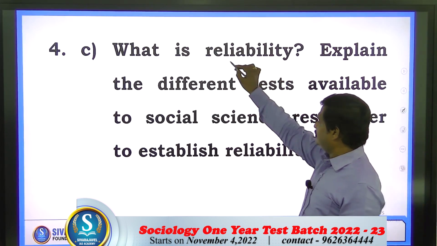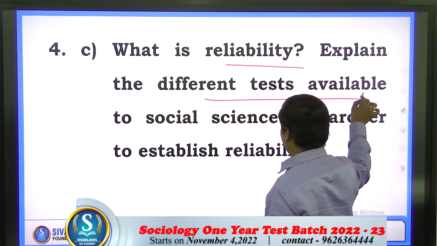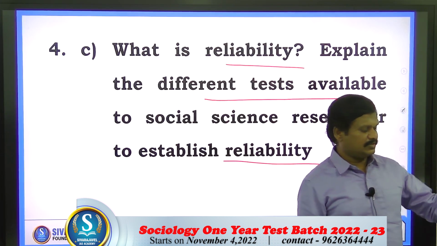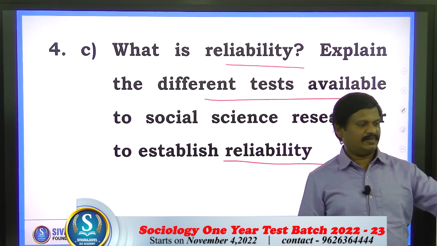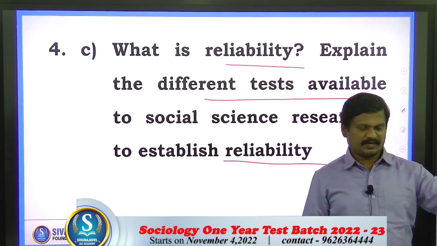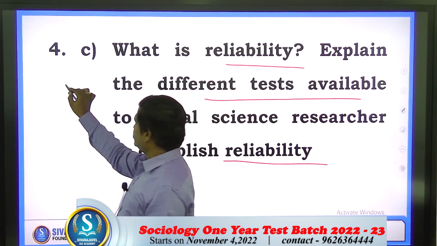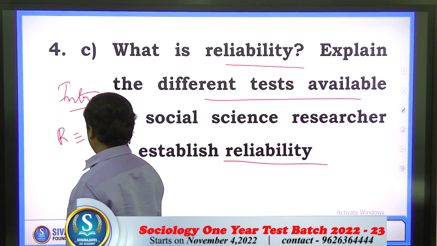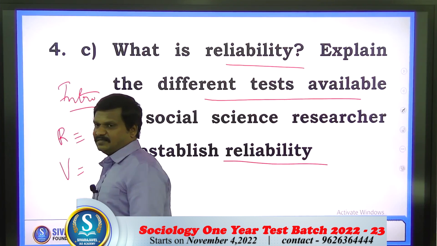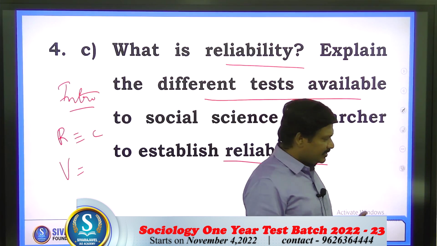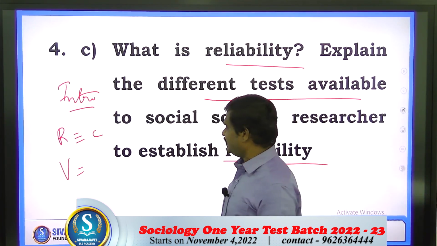What is reliability? What are the different tests available to establish reliability? A very simple question about reliability. Reliability means consistency. In the introduction, you write that reliability is consistency and validity is whether it is measuring what it intended to measure.